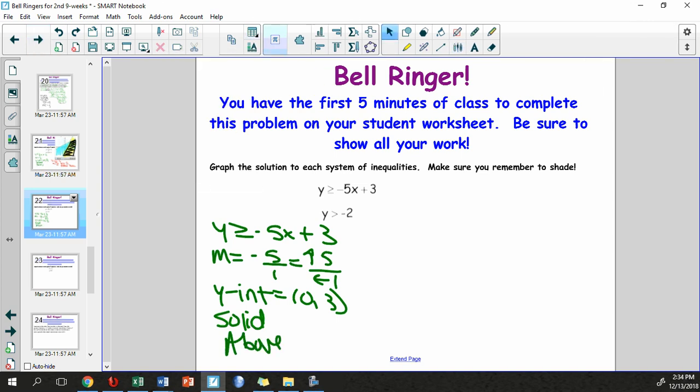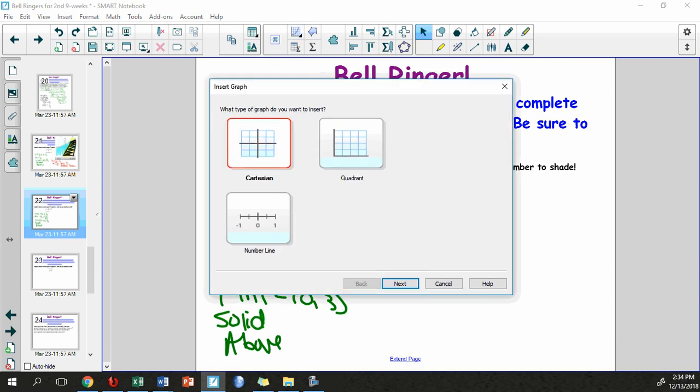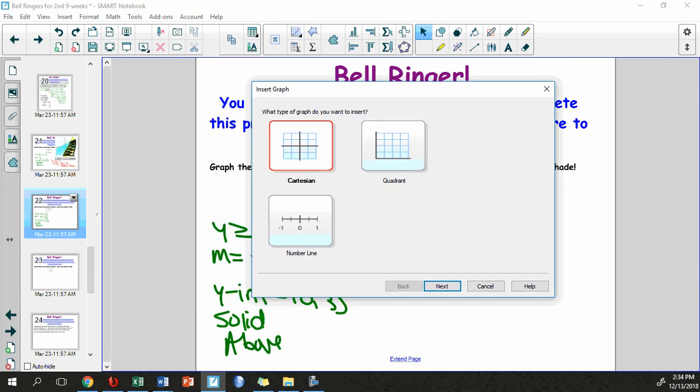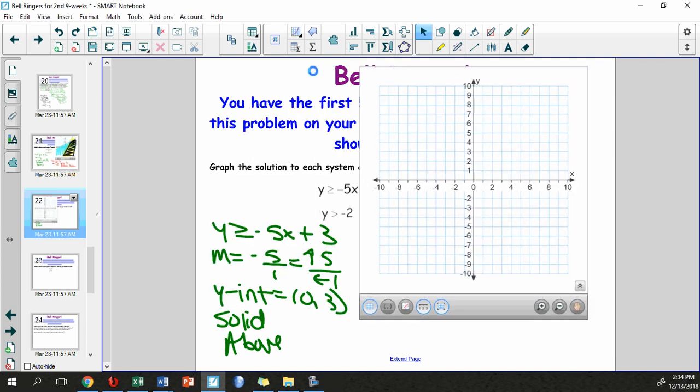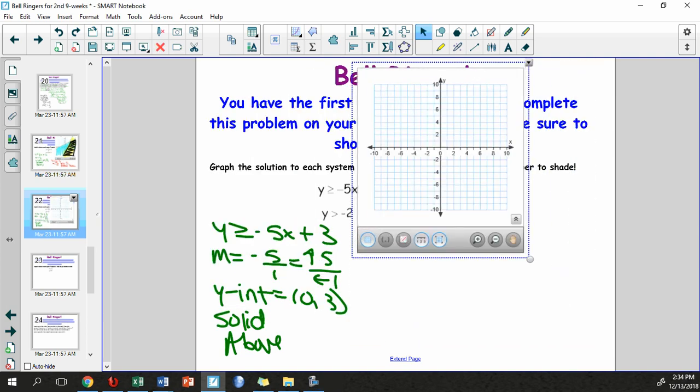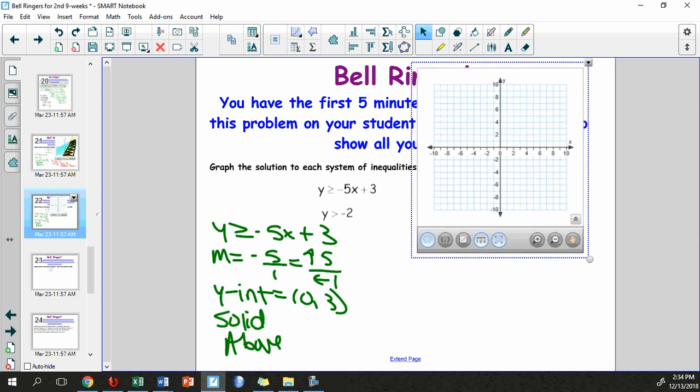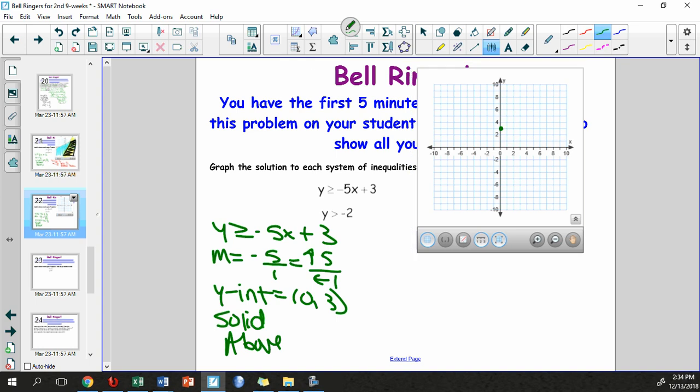So if I go ahead and put that over here, I'm going to go ahead and graph this. I'm going to graph the point (0, 3). Puts me here, and I'm going to go up 5 units, 1, 2, 3, 4, 5, and to the left 1. And that's going to be with a solid line. And the shading for that is going to be above it. So this is above.